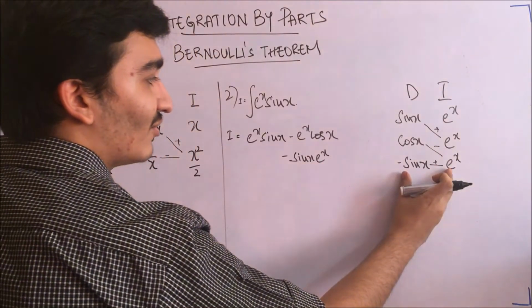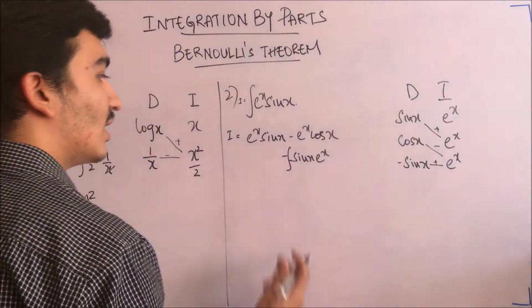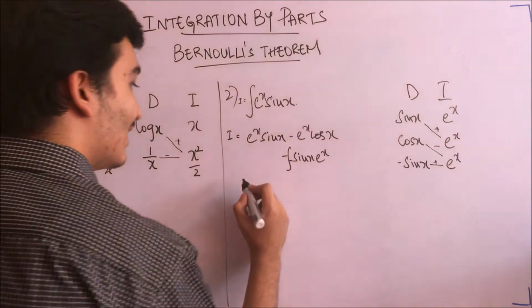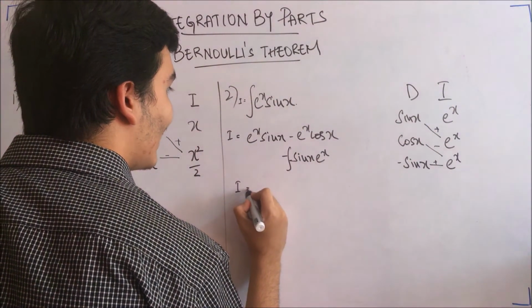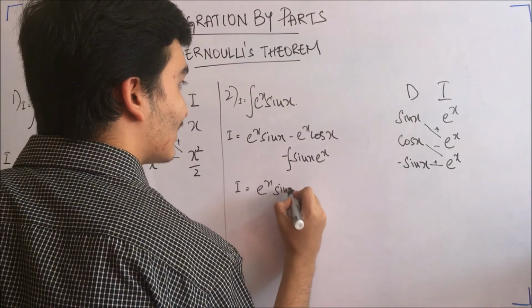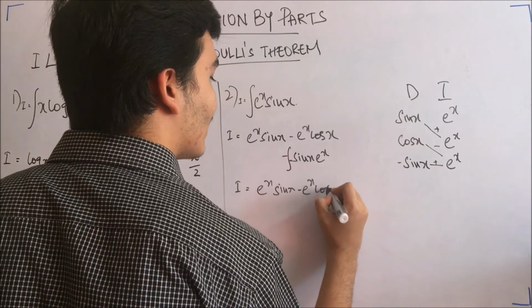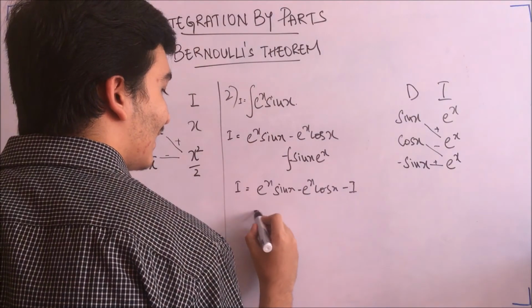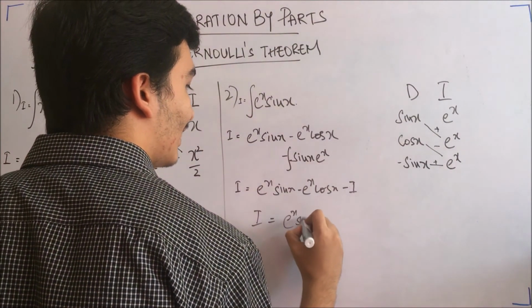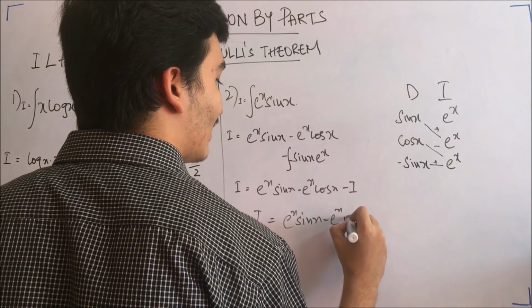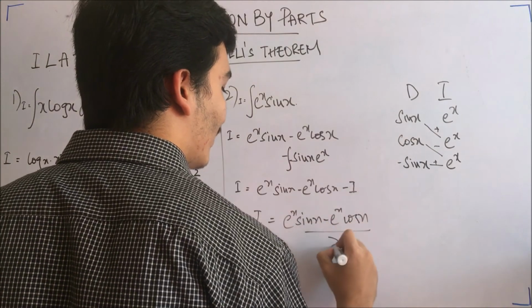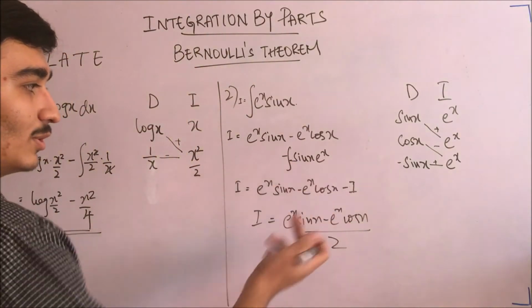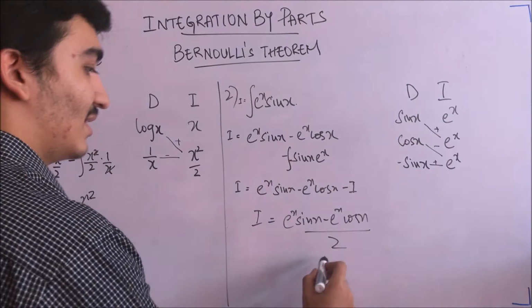But as you know, the final function should be under the integral. Now if you notice, this is the same as I, so I can write 2I is equal to e power x sine x minus e power x cos x minus I. Now when I goes to the other side, I get I is equal to e power x sine x minus e power x cos x, divided by 2. Basically it's 2I is equal to this, so I is equal to this answer.